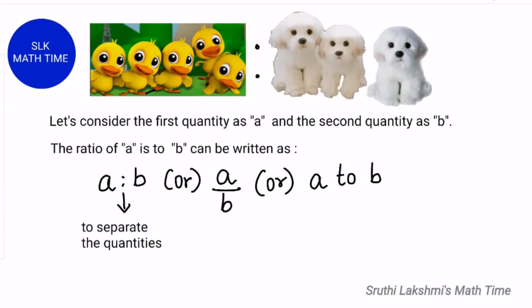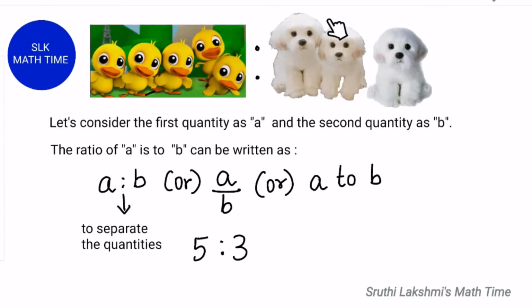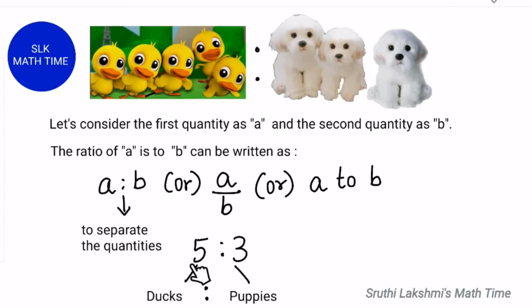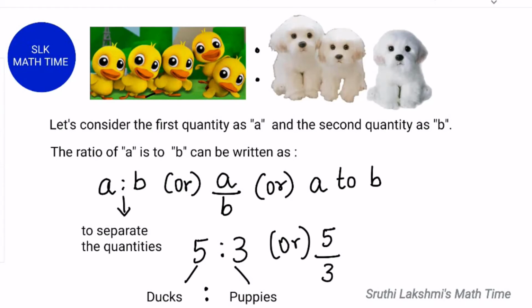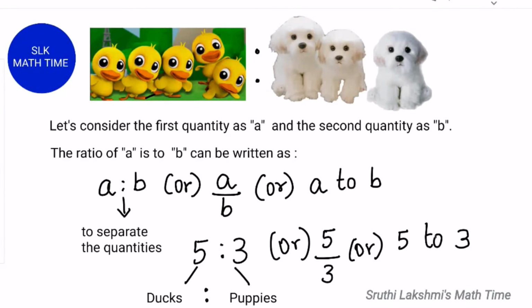So here A is the ducks, which is 5, and B is the puppies, which is 3. So we get 5:3. So the number of ducks is 5 and the number of puppies is 3. And we could also write it as 5 by 3. Or we could write it as 5:3.